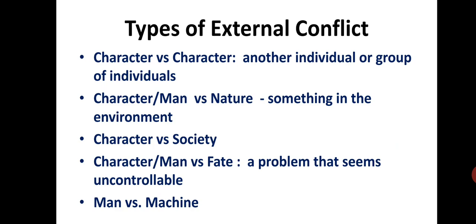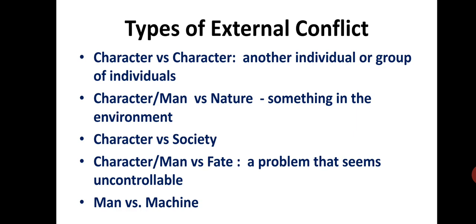We can also classify the external conflict into the following categories. First is the conflict between characters, character versus character conflict. Here, the protagonist has to fight against another individual or a group of people. Then the second type of external conflict is the conflict between man and nature. Nature means something which is there in the environment, sometimes a volcano, earthquake, flood.